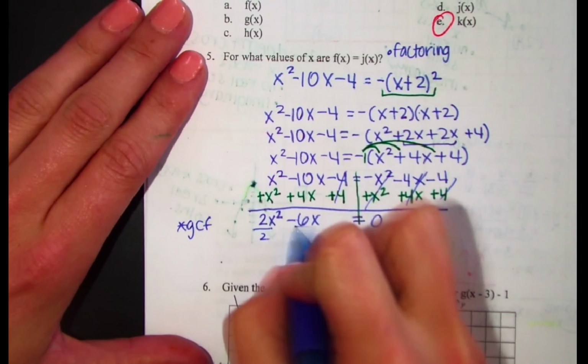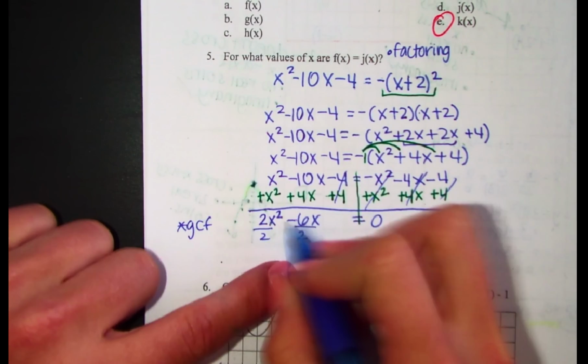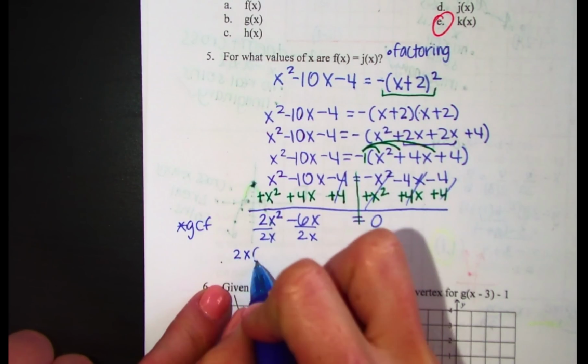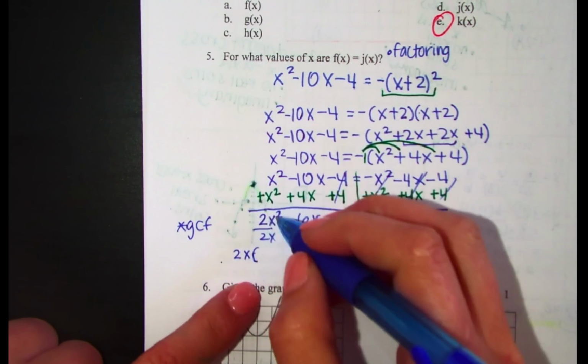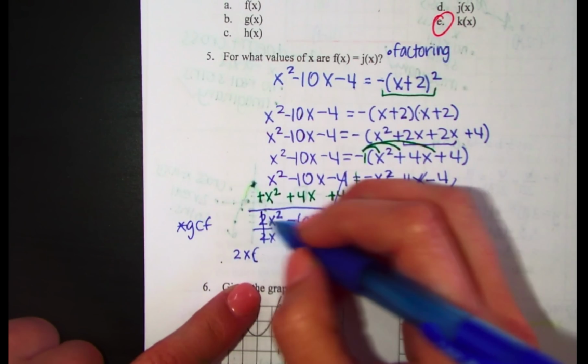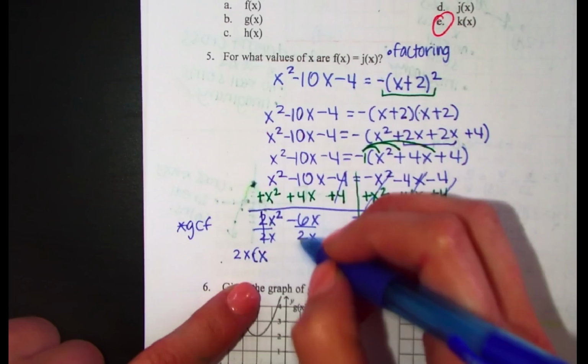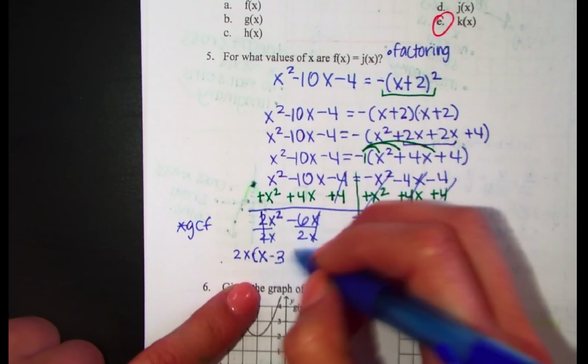That's going to be 2. And then the greatest variable is going to be x. So I write down that GCF, open parentheses, and do the division. 2x squared divided by 2x. 2's cancel. x squared divided by x is x. Negative 6 divided by 2 is negative 3, and these x's cancel.